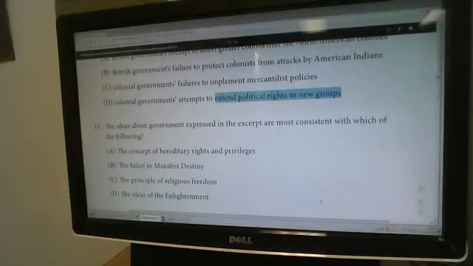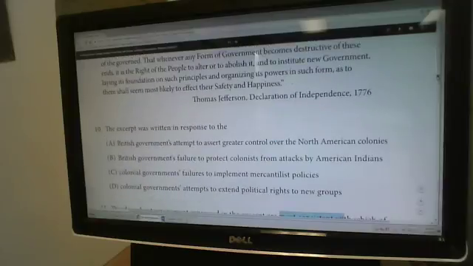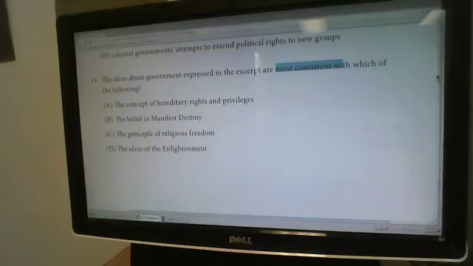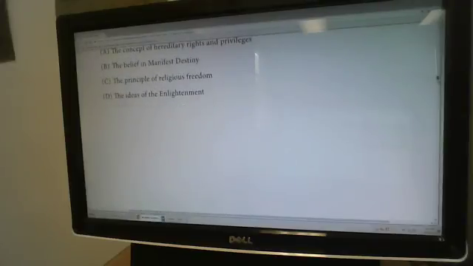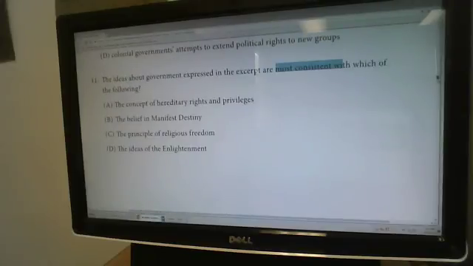Have you noticed that? Or sometimes three of them. Okay, so this other one too, the ideas about government expressed in the excerpt are most consistent with which of the following? So is it the concept of hereditary rights and privileges, manifest destiny, religious freedom, or ideas of the Enlightenment? And so it's asking again, ideas about government expressed in the excerpt are most consistent with which? So you think it's either A or D?